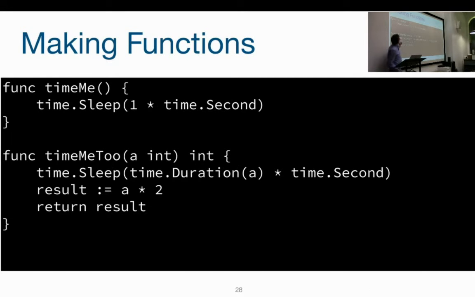And let's write a couple of simple functions to test it with. So we have timeme that just sleeps for 1 second. And we have a second function, timeme2, that takes in an int and returns back an int, and it sleeps for that time, and doubles the value, and returns it back out. Just something simple to show it off.